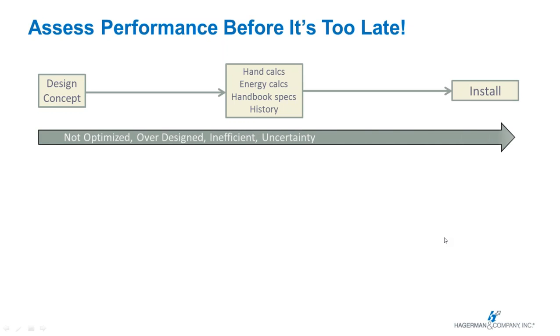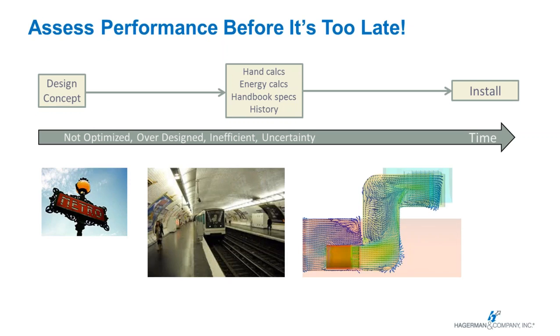The problem with this is it's not necessarily the fastest process in the world, and it tends to mean things are over-designed, not optimized, and somewhat inefficient. Ultimately, there's just uncertainty about performance.